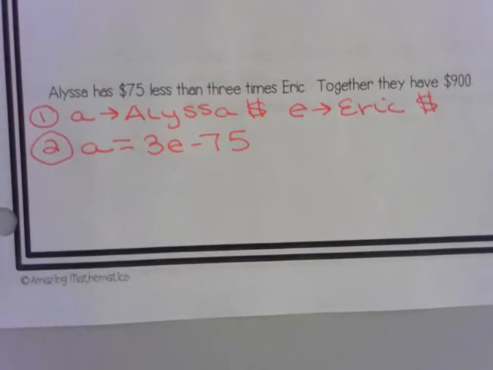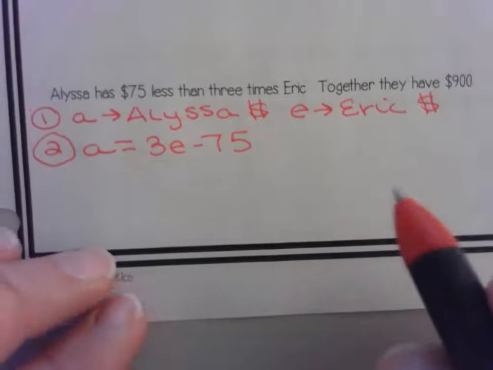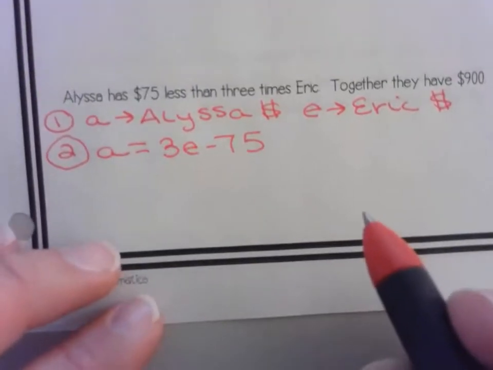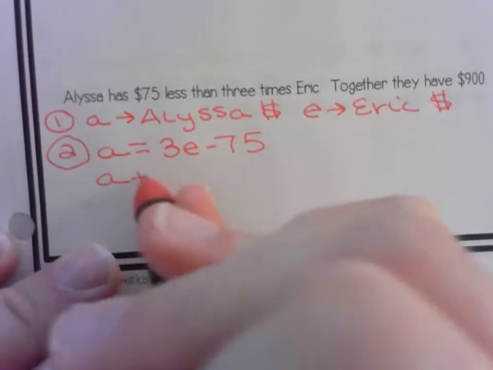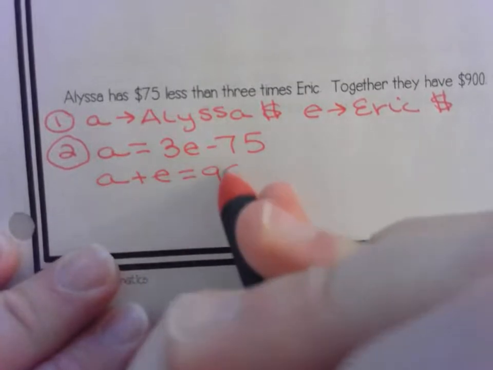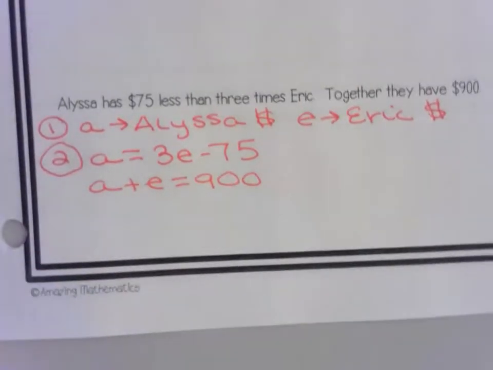Any questions on that equation? The second equation. Together they have $900. A plus E equals 900. Yep. Together, which means I put them together. I put the total. Together they have $900. A plus E is $900. I have my 2 equations.